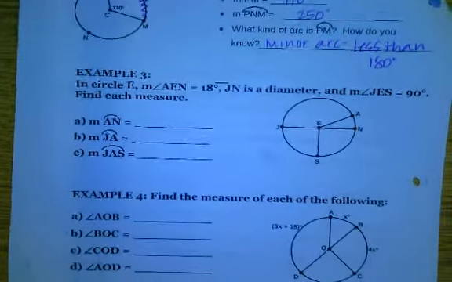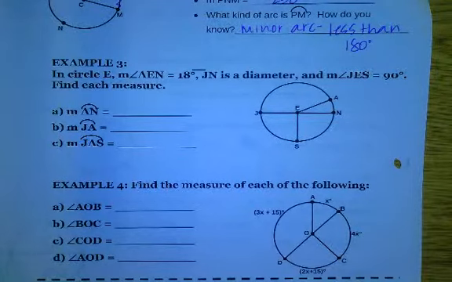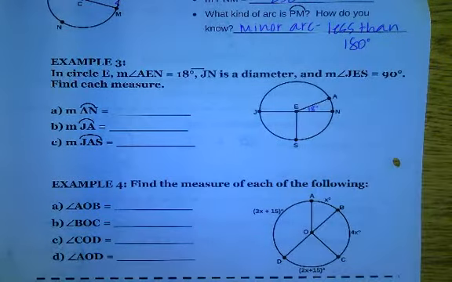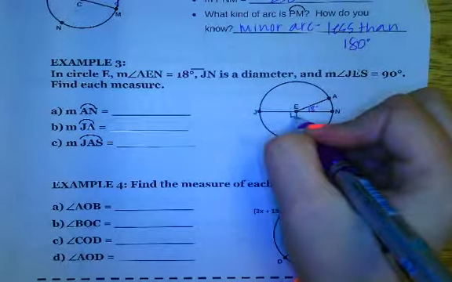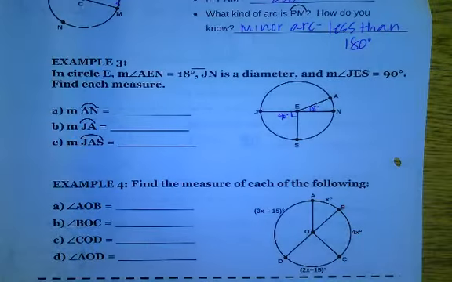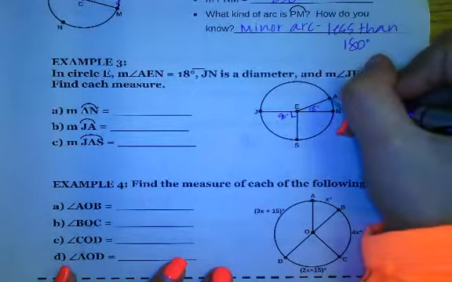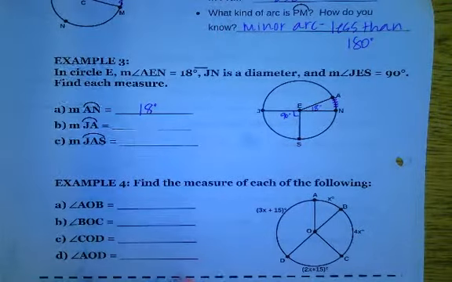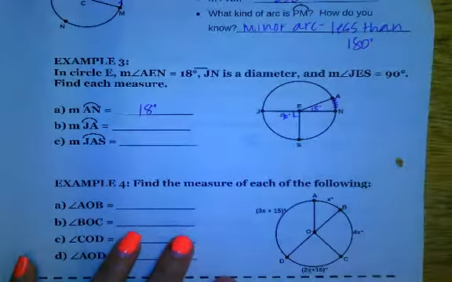Okay. In example 3, the measure of angle AEN is 18 degrees. JN is a diameter, and angle JES is 90 degrees. Find each measure. What is the measure of arc AN? 18. Why is it 18? Very good. That central angle is 18 degrees, which makes that minor arc also 18 degrees. What would be the measure of arc JA?